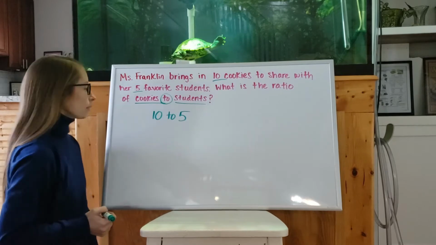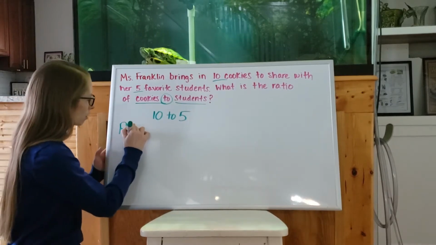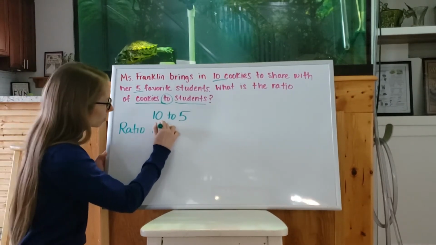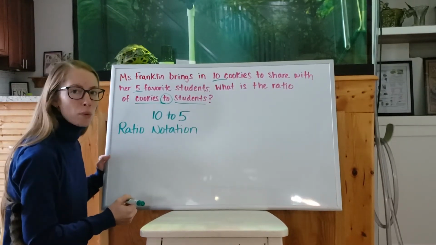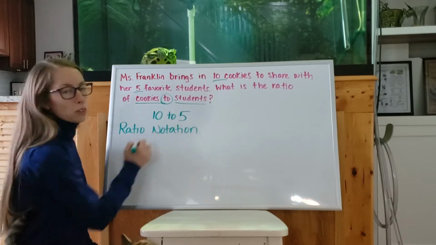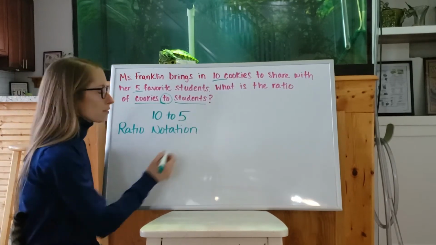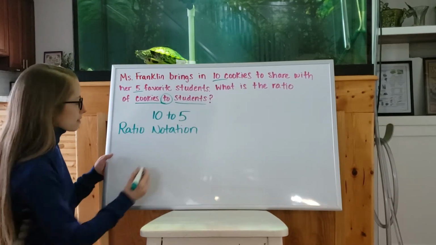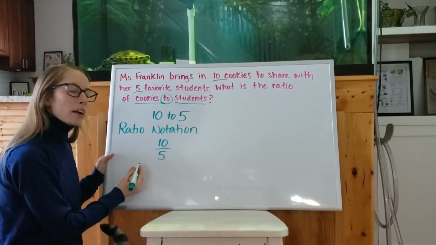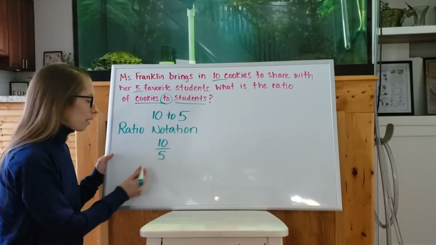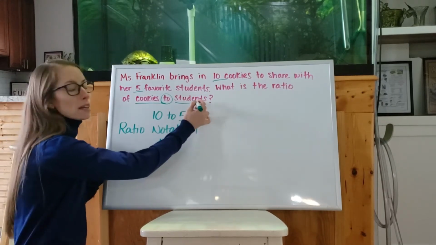Now, ratio notation is how we write that ratio. And this ratio can be written 3 different ways. The first way is using the words, 10 to 5. The second way is to write it as a fraction, 10 over 5. The numerator is always going to be that first number, and the denominator is always going to be our second quantity.